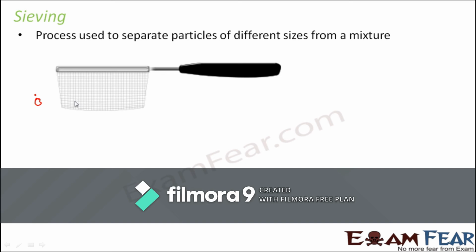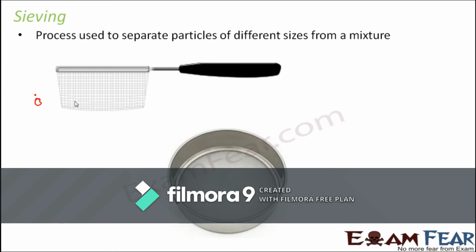It has a sieve-like structure, that is a net-like structure, or you can say that it has pores, and these pores will allow only particles of certain sizes to pass through it. The other particles will not be allowed. So these tiny pores allow tiny particles to pass, and slightly bigger particles are blocked.